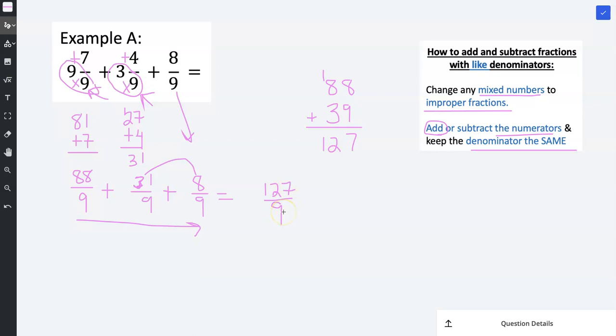Now I'm not really sure if I can reduce that or not, so what I'm going to do is break up the 9 into its prime factors. And then all I have to do is check and see if 127 can be divided by 3. So 7 plus 2 is 9, plus 1 is 10. 10 is not a multiple of 3, so it's not divisible by 3. So this is as simple as it gets.